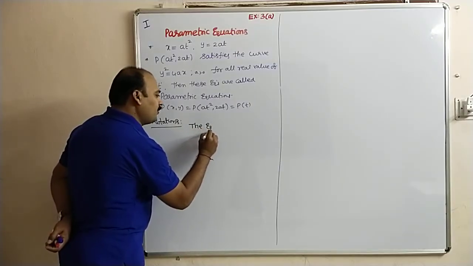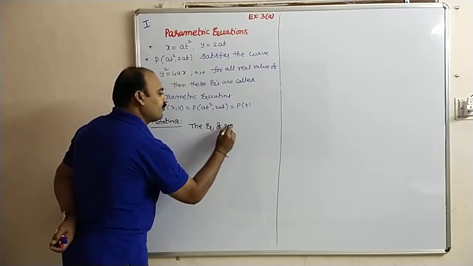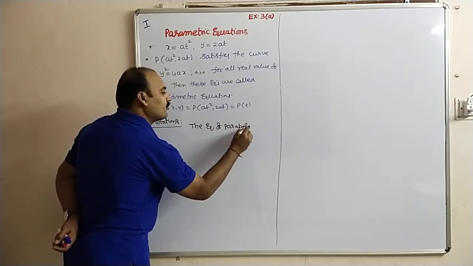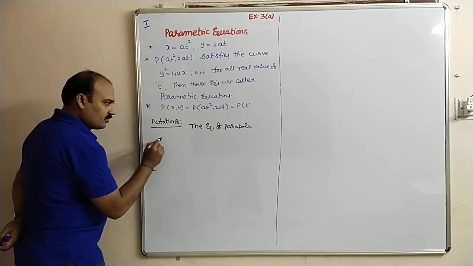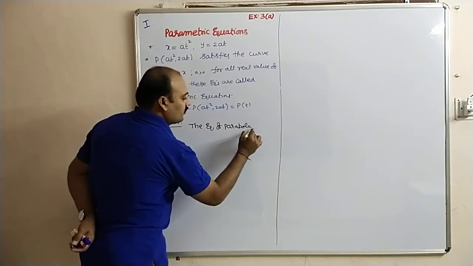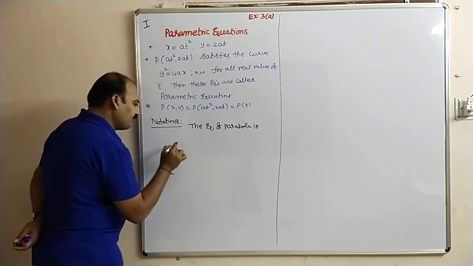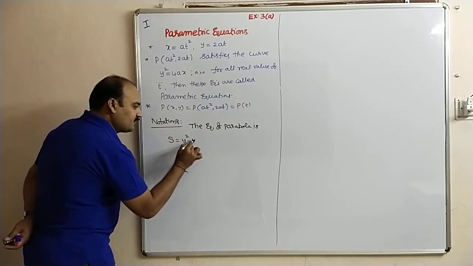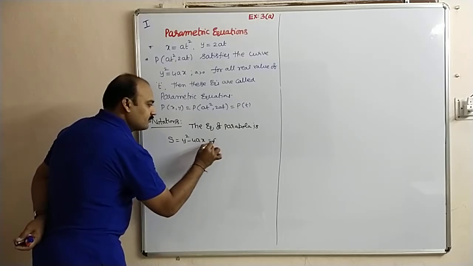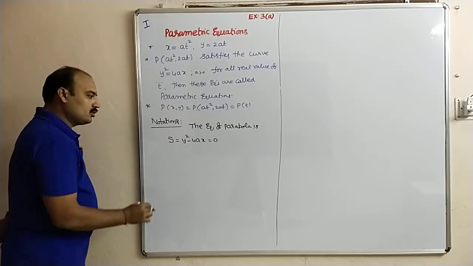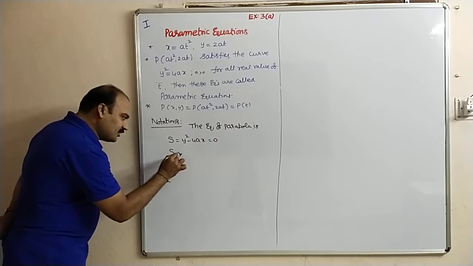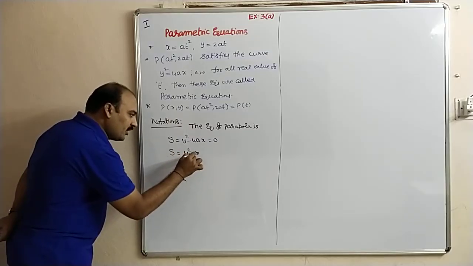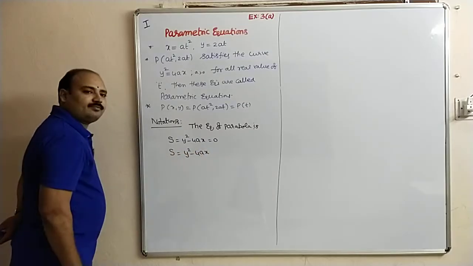The equation of parabola is S equal to y square minus 4ax. So now, in notations, we can write S represents y square minus 4ax.